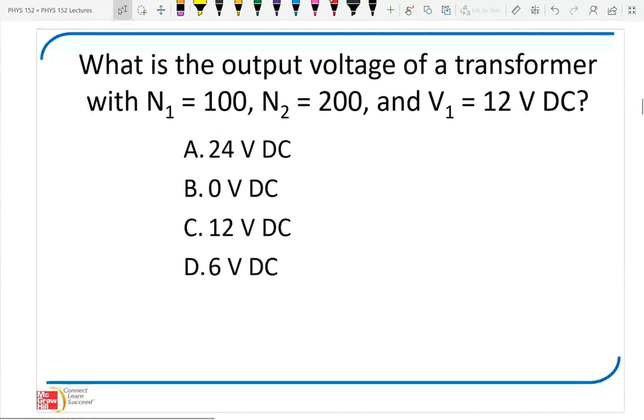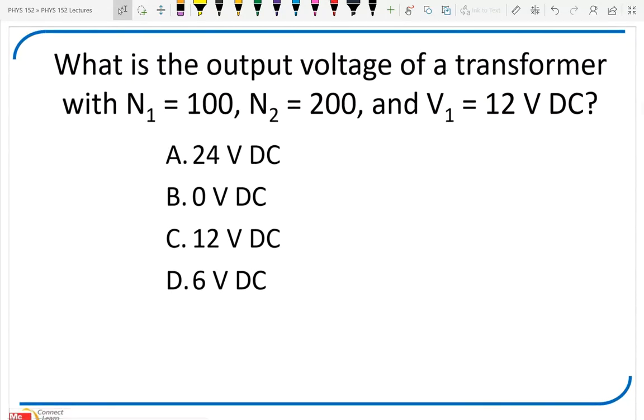So here's a question that I pre-warn you most students get wrong. What is the output voltage of a transformer with N1 equal to 100 turns, N2 equal to 200 turns, and V1 is 12 volts DC?